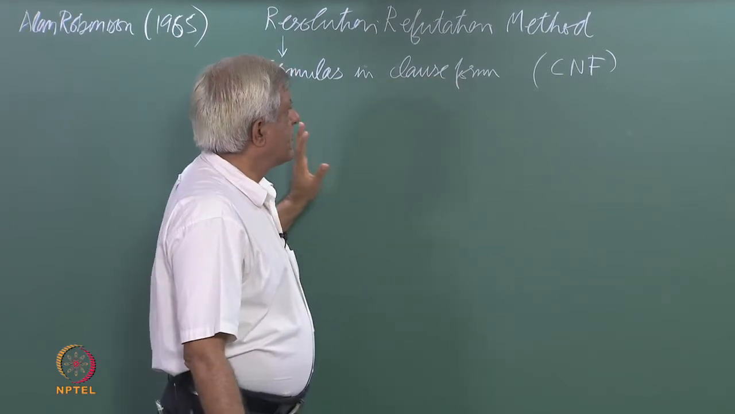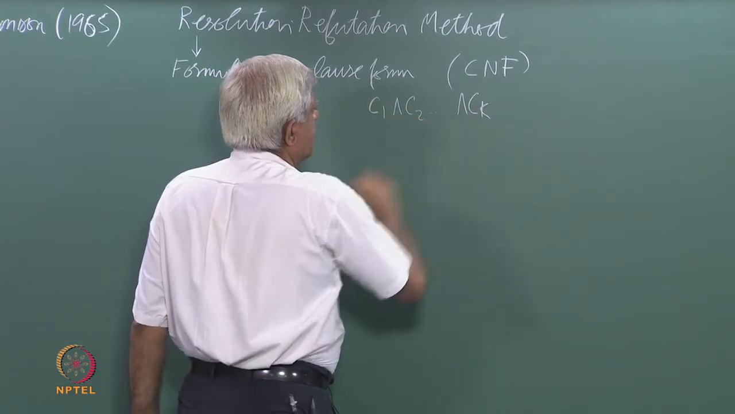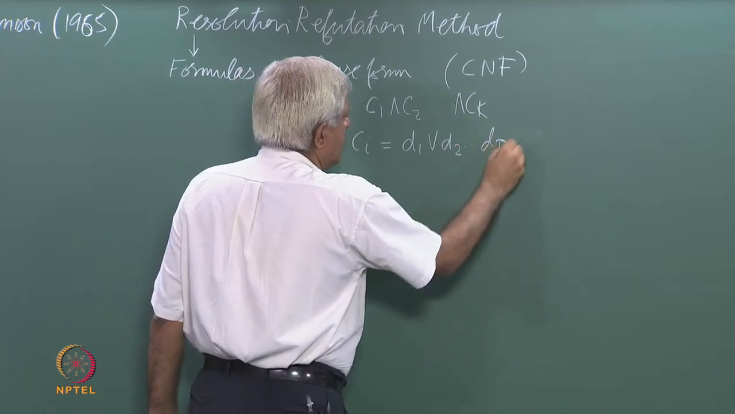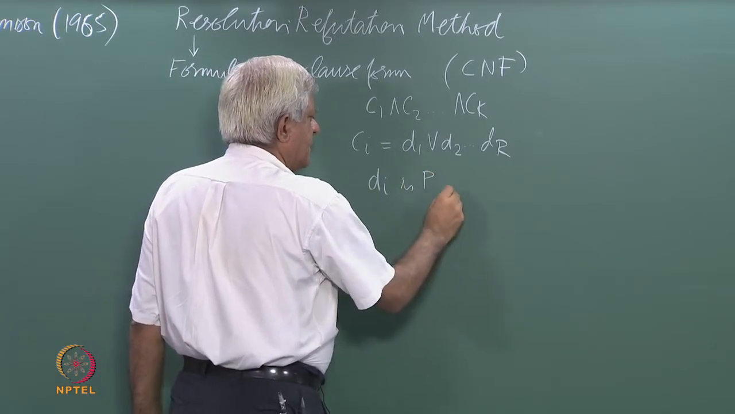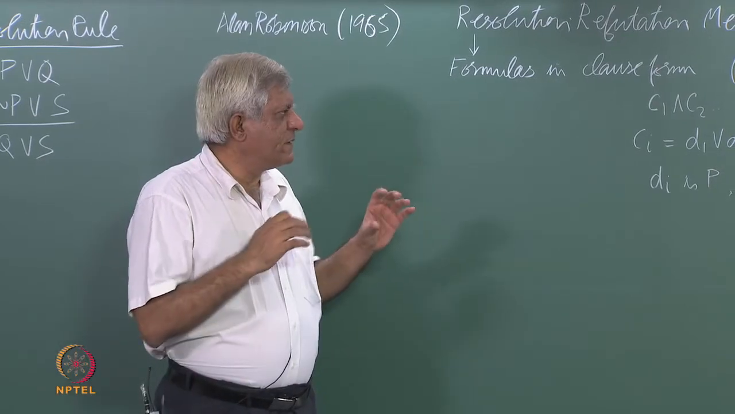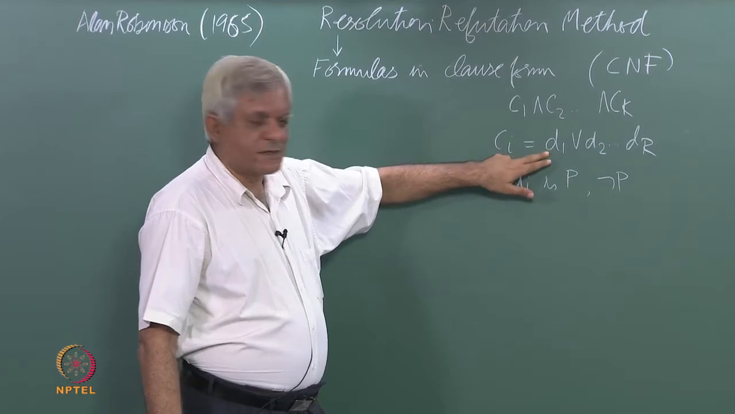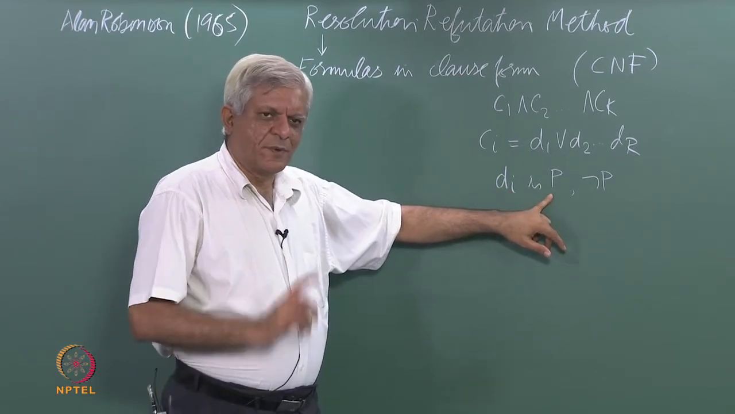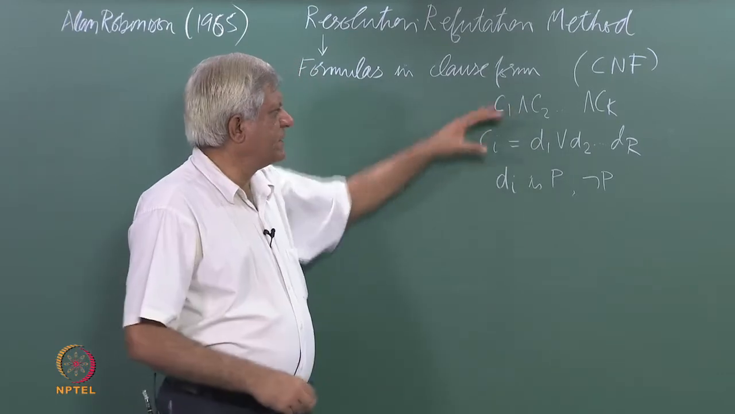So, I will take it for granted that you can convert any given formula into clause form. Clause form or CNF is basically a formula of the kind C1 and C2 and Ck, where each Ci is of the form D1 or D2 or Dr, let us say, and each Di is either a proposition or negation of a proposition. So, it has a very simple structured form. At the outermost level, it is a conjunction of clauses, C1 and C2 and Ck. Each clause is a disjunction of literals D1 or D2 or Dr. Each literal is either a proposition or its negation. So, the negation sign in some sense occurs in the innermost brackets, if you imagine brackets all over the place essentially.